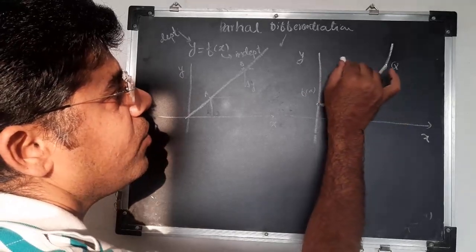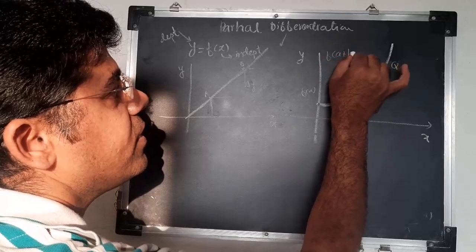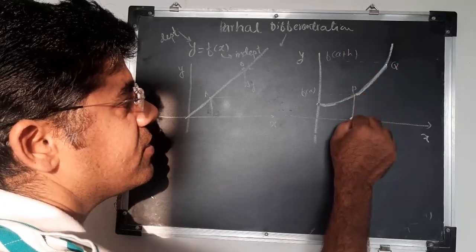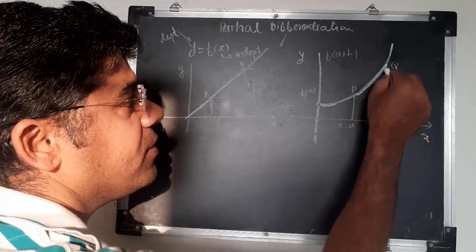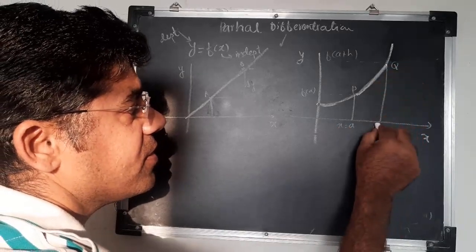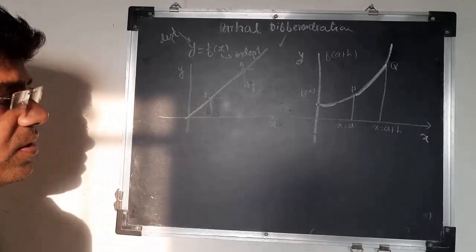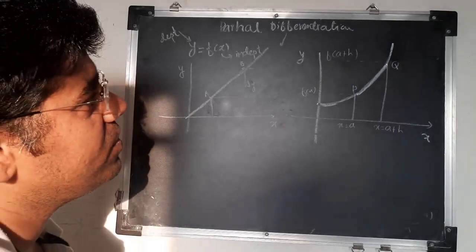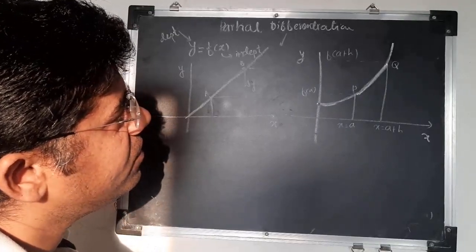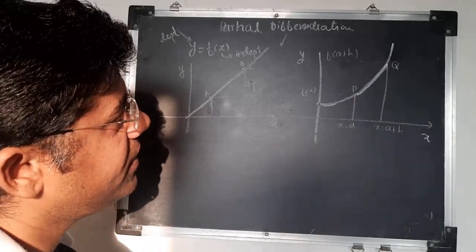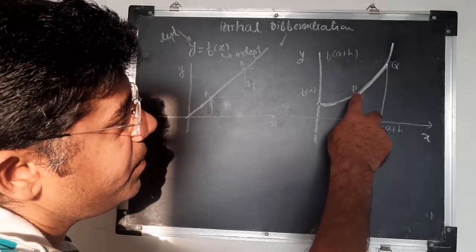Here you will get what? f of A plus H. And this I will write as x is equal to A, and here we can write x is equal to A plus H. Okay, so in this case we have to apply your tangent. So tangent at a point P.